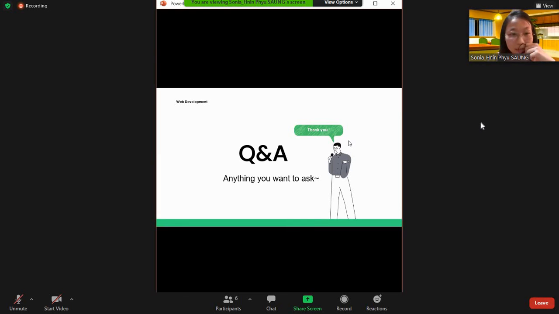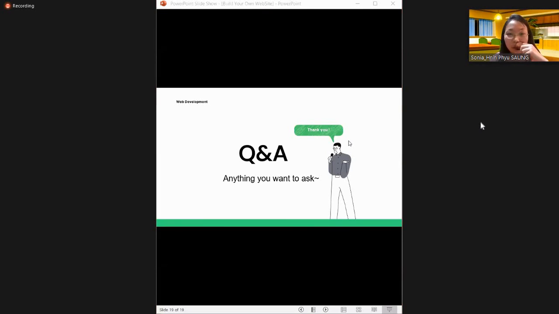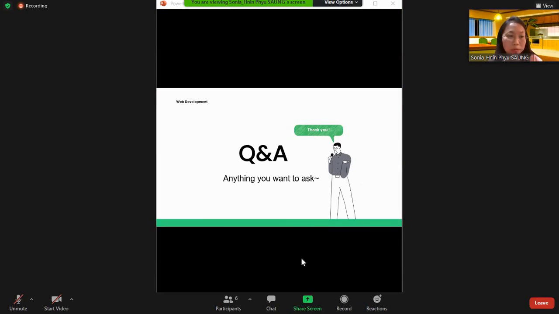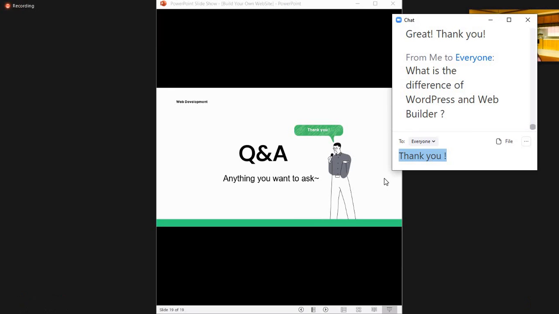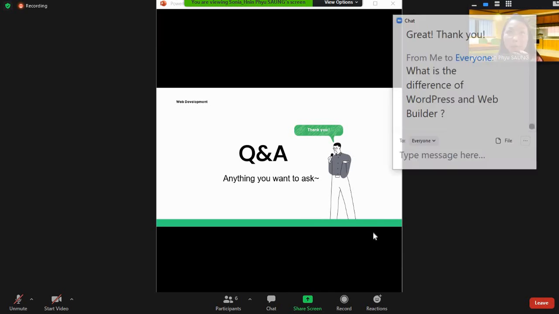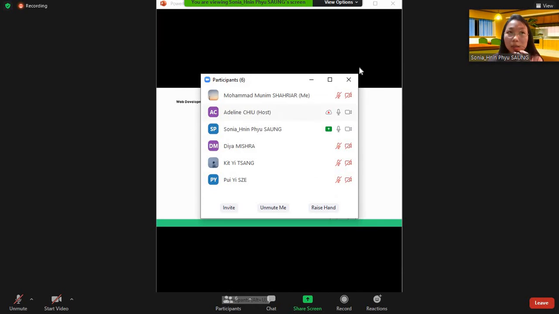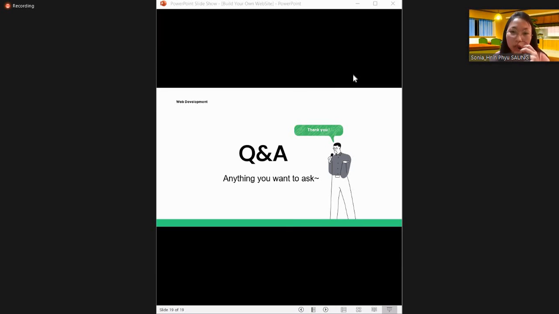Okay. The difference of WordPress and web builder. So WordPress is not a web builder. It is basically a CMS, content management system. It's like Google Doc. When you want to use some extra function, like inserting a math equation or something, you need to plug in some extension, something like this.